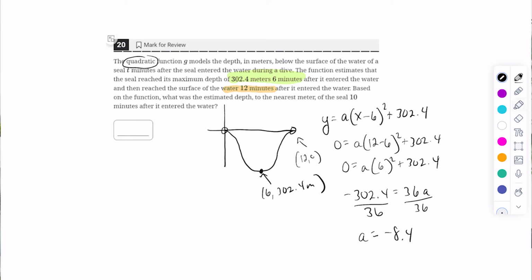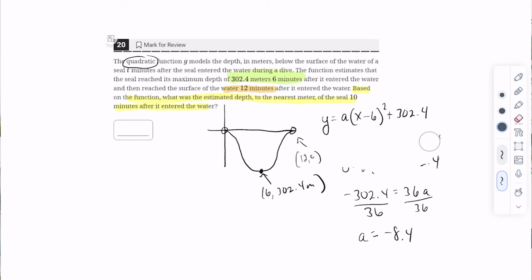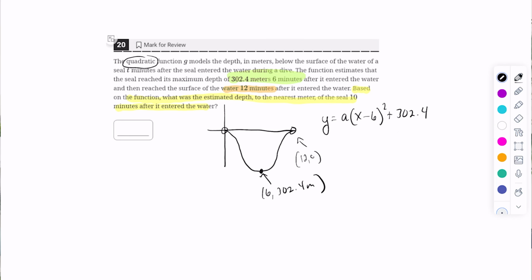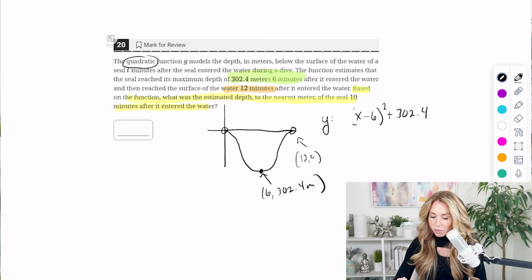Now that we have the whole equation, it says, based on the function, what was the depth to the nearest meter of the seal 10 minutes after it entered the water? Well, let me erase all of this. Now we know the A value. I'm going to put in A is negative 8.4, and I'm going to go ahead and put in 10 for X.